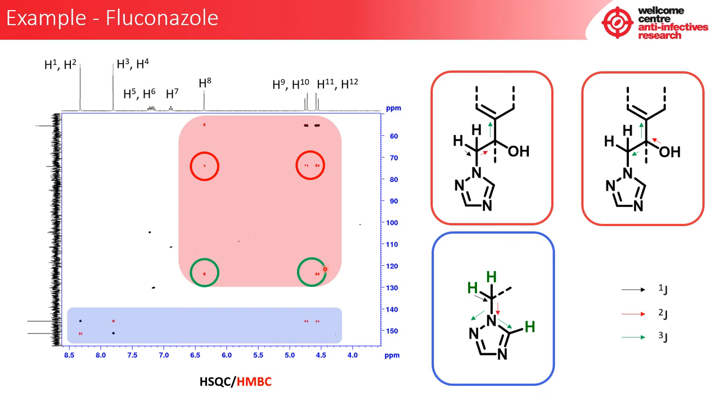When counting for the heteroatom, so the OH for instance, in fluconazole, we count 1 bond is to the oxygen, 2 bonds is to the quaternary, and 3 bonds is to this aromatic peak here. So we can say that this chemical shift that is present here is accounting purely for this quaternary carbon that is present here, so the substituted aromatic ring.